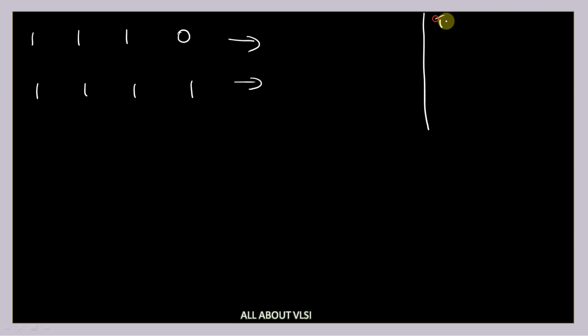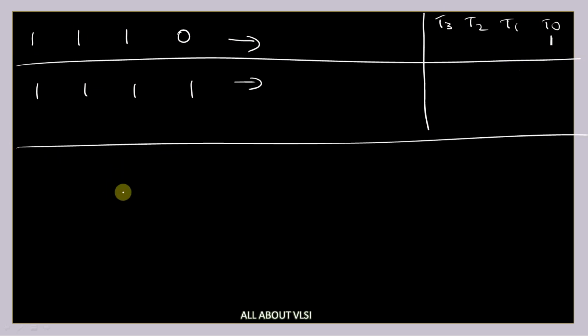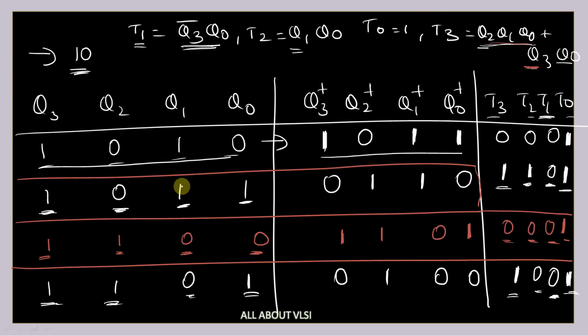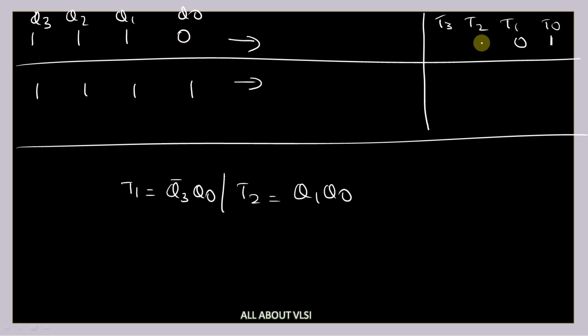And these are my T3, T2, T1 and T0. T0 is always equal to 1. And let us write down the equation for T1 and T2 once again here. The equation for my T1 is equal to Q3 bar Q0. So this is my Q3, Q2, Q1 and Q0. Q3 bar is 0, so T1 will become 0. And what is my T2? T2 is nothing but Q1 into Q0. What is your Q0? It is equal to 0, so T2 will become 0.